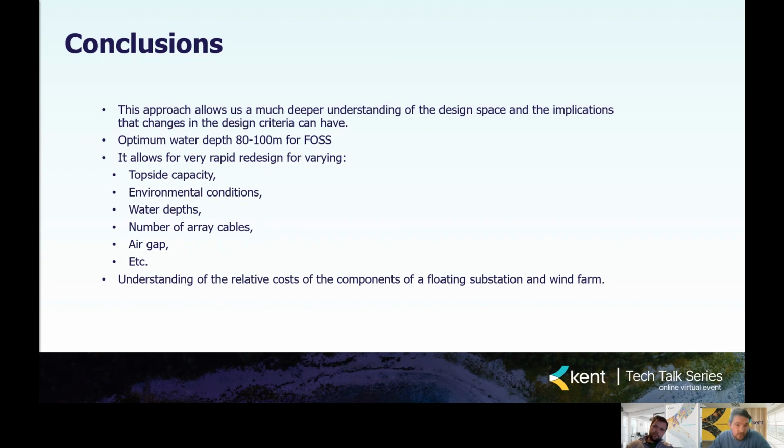So MODOT allows us to very rapidly redesign, and in the example here, we can redesign for varying topside capacity, environmental conditions, water depths, number of array cables, air gaps, kind of the list goes on. And this gives us a really good understanding of the relative costs of components for a floating substation and wind farm. And it allows us to highlight where effort is most worthwhile to target to optimize the system as a whole.